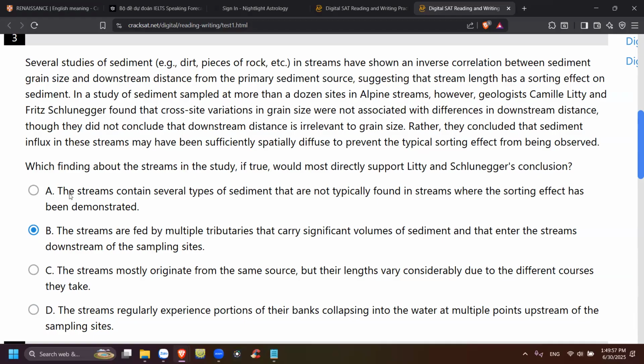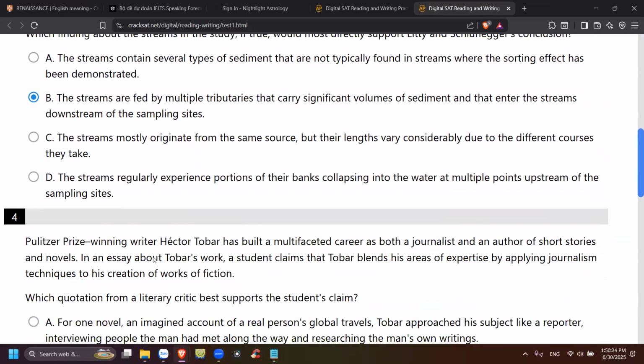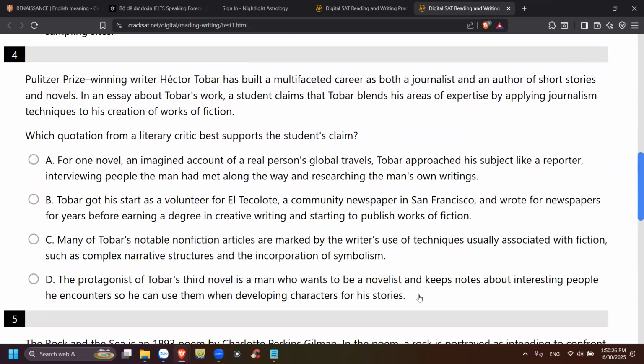But why not A? It doesn't fit the conclusion. Yeah, because they talk about several types of sediments. It talks about spatially diffused sediment in the stream. Yeah, it doesn't fit. Okay, so it's B then. Okay, all right. Number four.